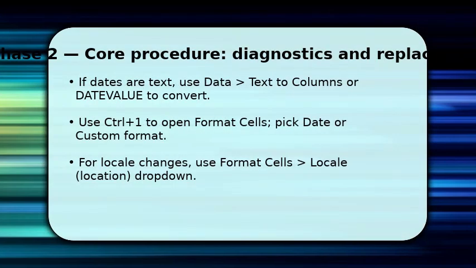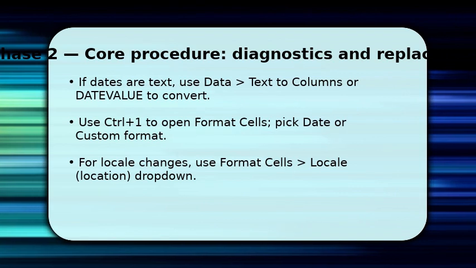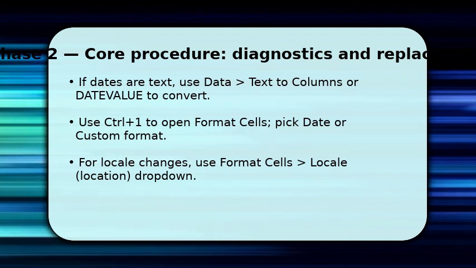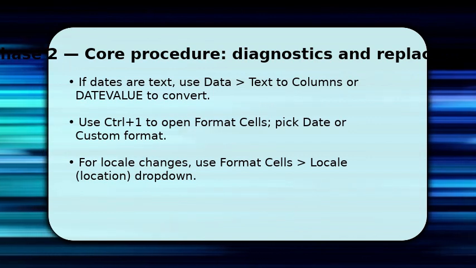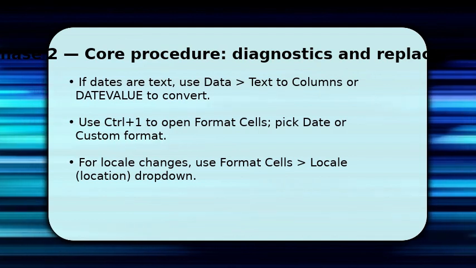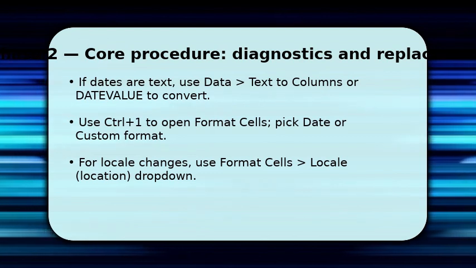Now convert any text that looks like a date into real dates. You can use Text to Columns with Delimited, Finish, or wrap values with DATEVALUE, then copy-paste as values. Once they're valid dates, press Ctrl+1 to open Format Cells and choose Date or Custom to set the display like YYYYMMDD or DD/MM/YY. For regional differences, change the locale, location, in the same dialog so month and day map correctly. This ensures both storage and display are correct.